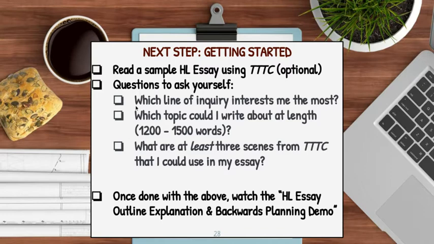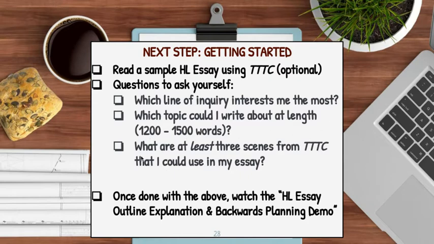Some questions that you should ask yourself before you start thinking about the outline for your higher level essay for The Things They Carried. The first one I would suggest is asking yourself, which line of inquiry interests you the most, right? Of all of those 7 topics that I listed, and the thesis generating questions, which of those appeals the most to you? Which topic could you write about at length? Which topic do you think would be very easy for you to write 1,200 to 1,500 words about?